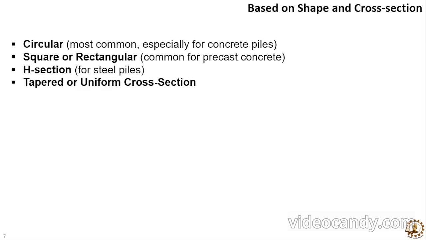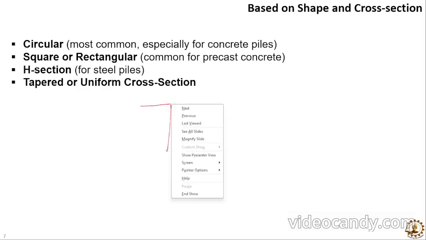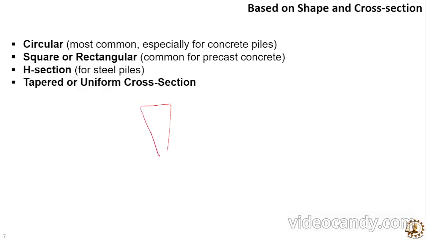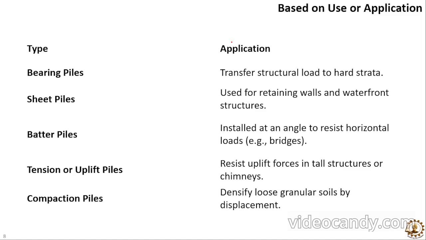Now, based on shape, we can classify the pile as circular pile, square or rectangular pile, H-section pile basically for steel piles, and taper or uniform cross section. Taper means it will be like that: at the end of the tip, it becomes narrower. So this kind of pile is known as a taper section. And the most common pile we generally use is the circular pile, and these are basically made of concrete.